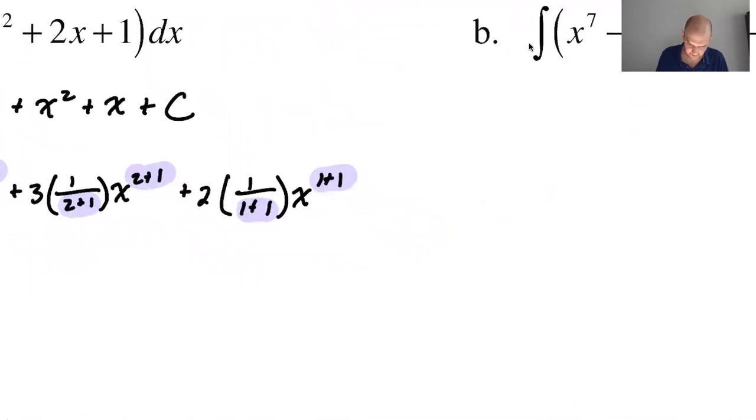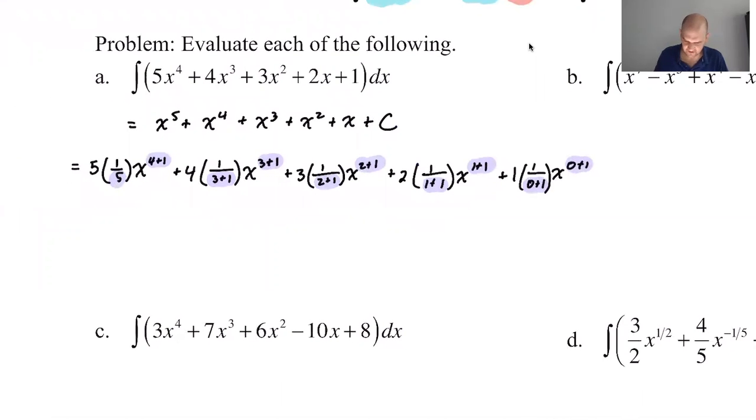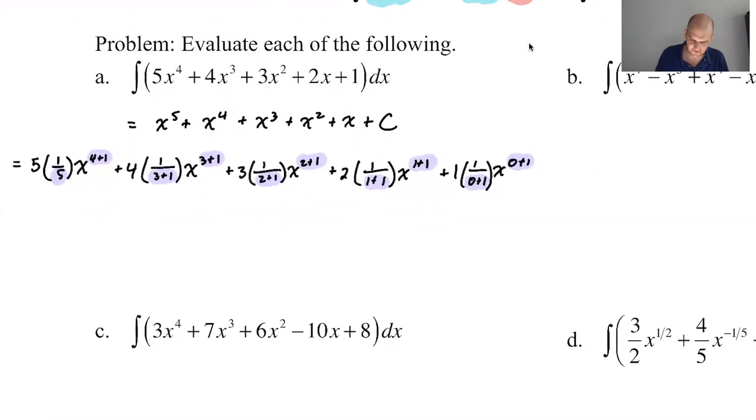And then plus 1 over 0 plus 1. So this one's weird. X to the 0 plus 1. So I still added 1 to the exponent and multiplied by the reciprocal. That's a weird one, but it works. And then plus c. I'm gonna move this over so it's not in the way. And then I'm gonna try the next one.